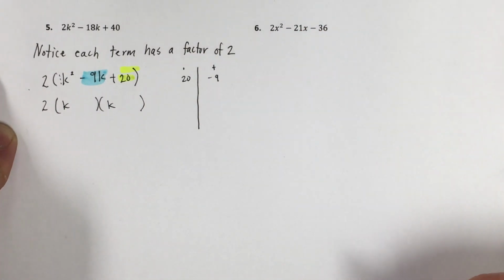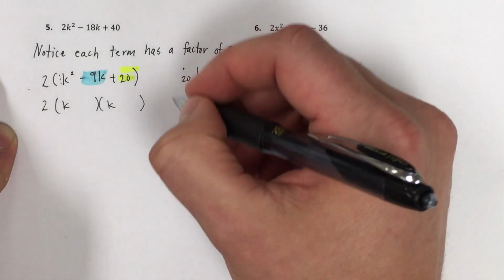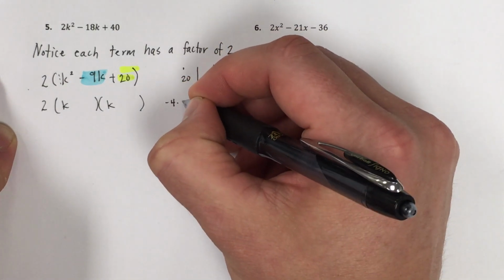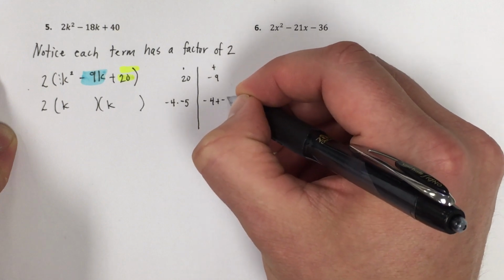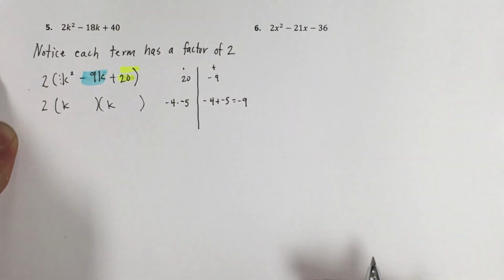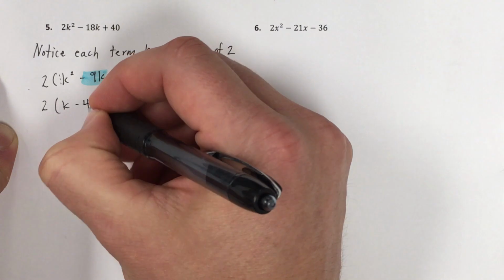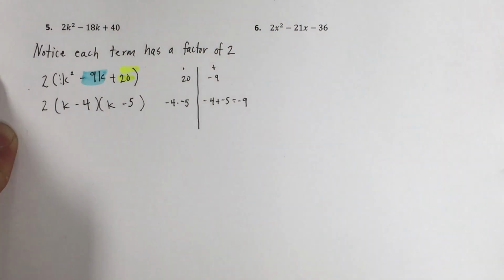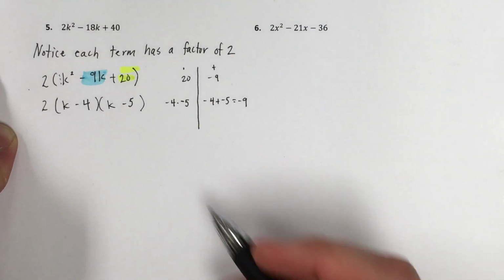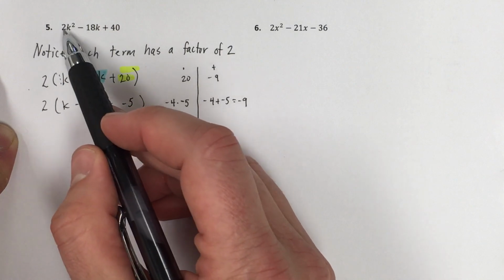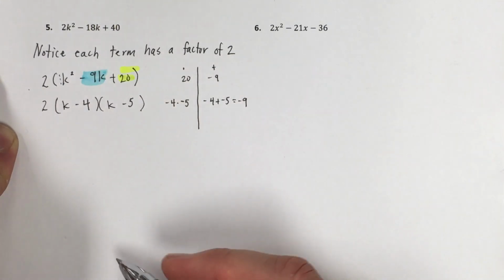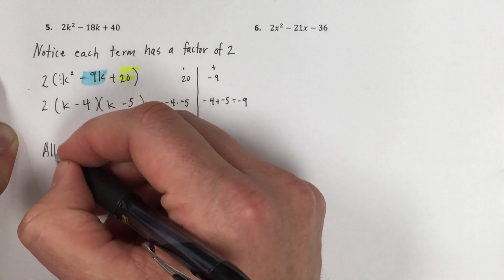We've gotten better and better at analyzing the factors, and so now I know that negative 4 times negative 5 would be negative 4 plus negative 5 equals negative 9. And now I can write the minus 4 and the minus 5 directly into my parentheses. But there are alternatives. Maybe you don't understand the relationship between each term and the factor of 2.